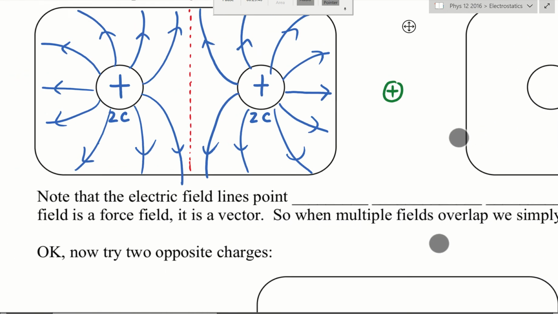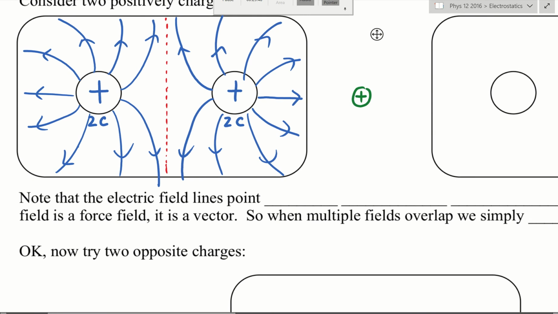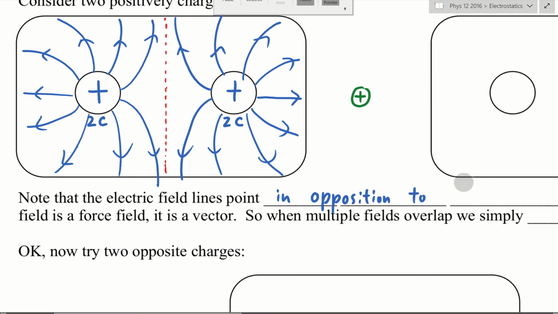Okay, so notice that electric field lines always point in opposition to each other.